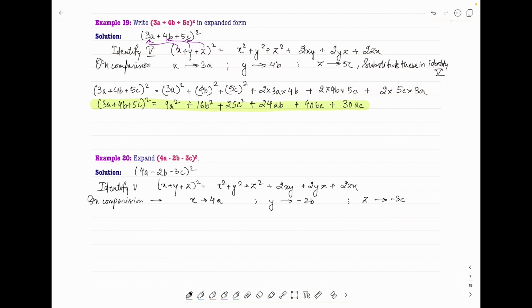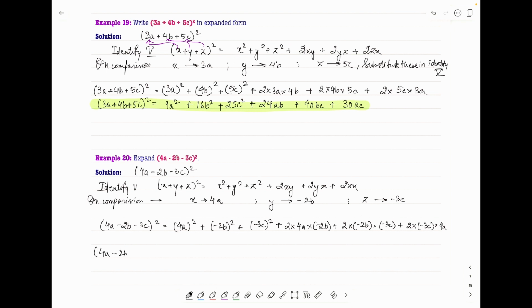So I am going to write (4a - 2b - 3c) whole square is x square, which is 4a whole square, y square, which is minus 2b whole square, z square, which is minus 3c whole square. Plus 2xy: x is 4a, y is minus 2b. Plus 2yz: y is minus 2b, z is minus 3c. Plus 2zx: z is minus 3c, x is 4a. Okay, so I'm going to solve this.